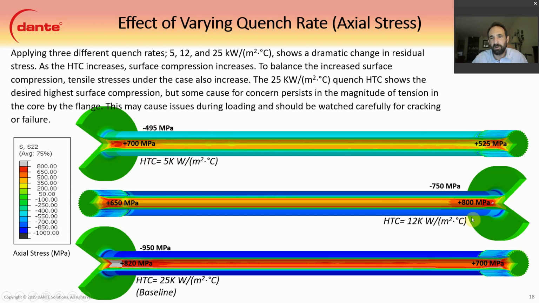If you go to the 12 kilowatt per meter squared C, we reduced the surface compression by 200 MPa, but we only dropped the core tensile stress by about 20 to 50 MPa, which isn't very significant at all. So we advise to use the much slower cool rate, which they did, and it reduced the severity of cracking substantially.